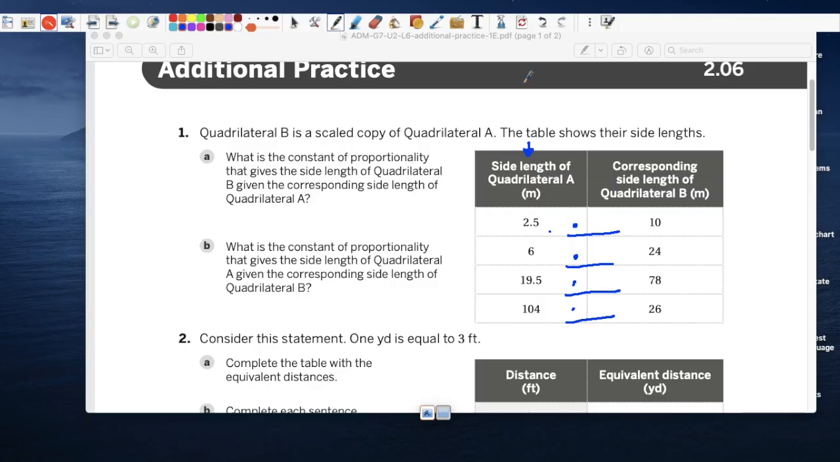What in the world? There's something wrong here. Yeah, there's something wrong. Give me a second. Let me look at this.